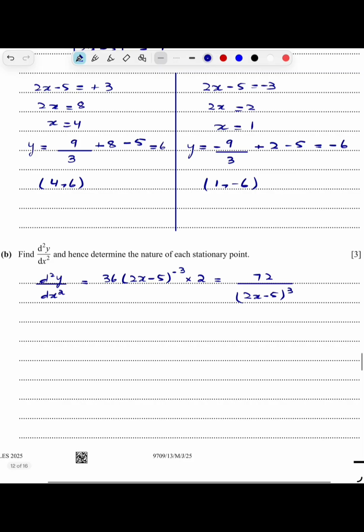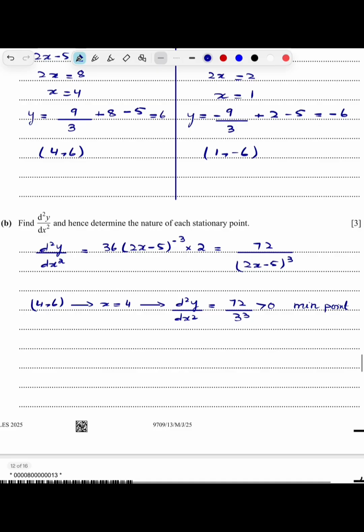Let's see the value of the second derivative at 4 and 6. Here, the value of x is 4, not 2, it's 4. So the second derivative becomes 4 twos are 8, so the denominator will be a positive number. 8 minus 5 is 3, so 72 over 3 cubed. No need to write further, I can see it's a positive number. Therefore this is going to be the minimum point.